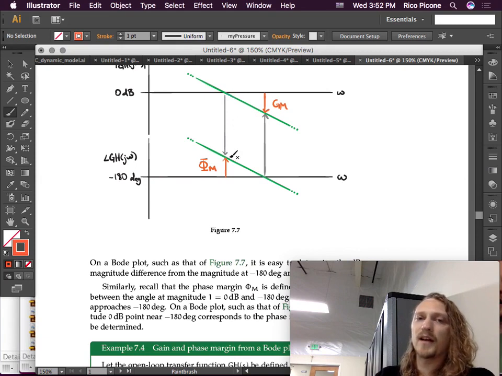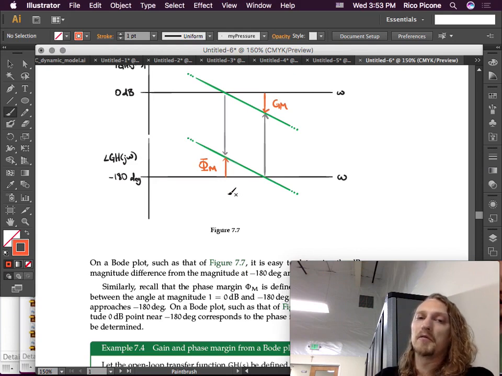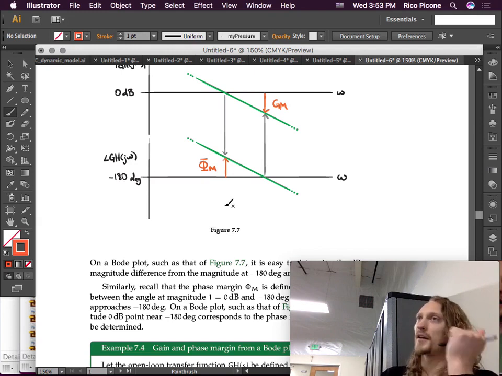So just follow it straight down and see what the phase is there. And the distance from negative 180 degrees to there is your phase margin. If your phase margin is negative, so if your phase is actually down here and has to go below negative 180 degrees, that's negative phase margin, which means that you are unstable based on the assumptions about our system that we made.